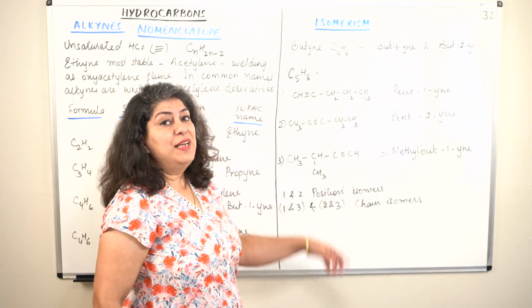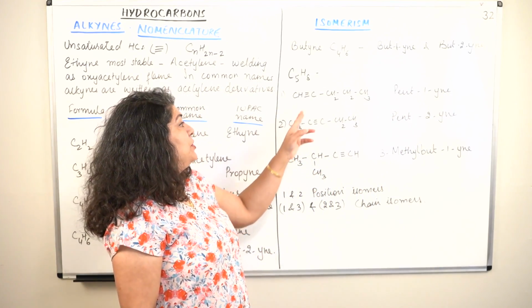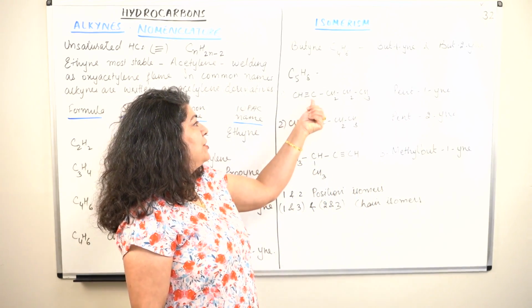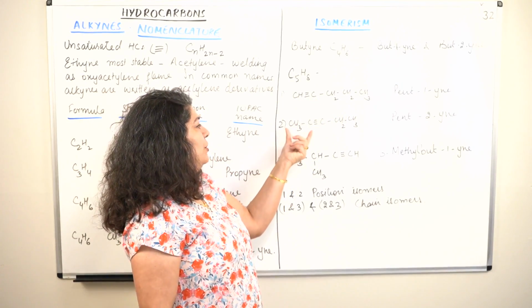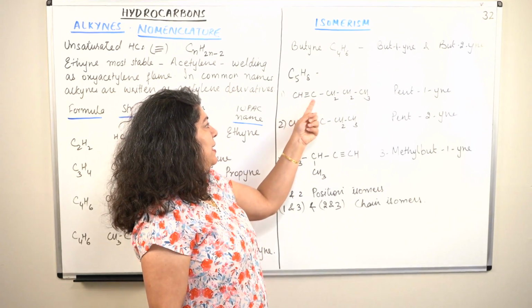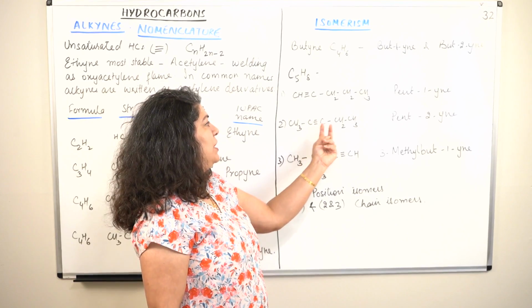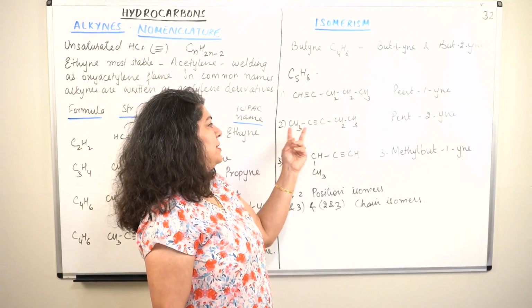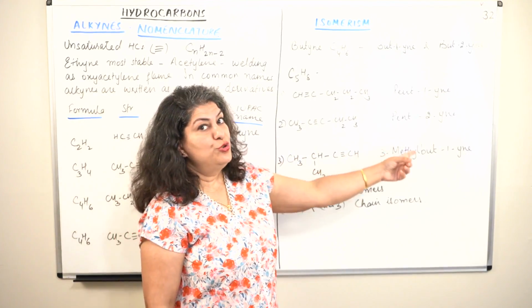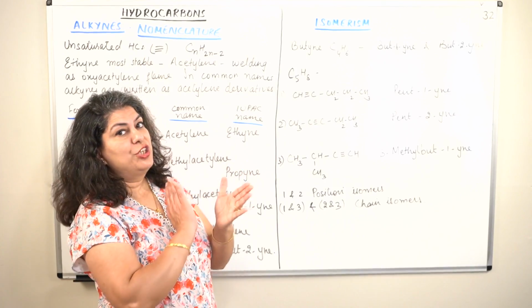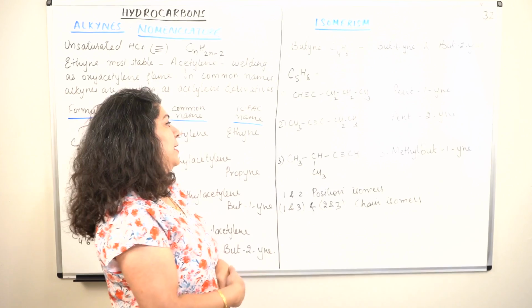So give the IUPAC name of this. This will be pent-1-yne. If the position of the triple bond is shifted from the first carbon to between the second and the third carbon, then the formula would be this: CH3, C remains. These two are the ones which have the triple bond, so C triple bond C, and CH2, CH3 remain as such. Now the structure has changed. Now this molecule will be known as pent-2-yne. The triple bond has shifted from the first and second carbon to the second and third carbon.